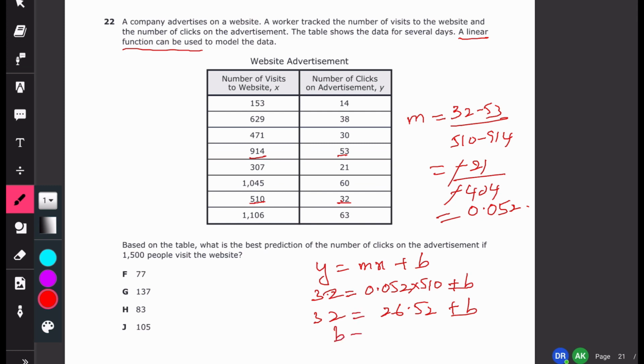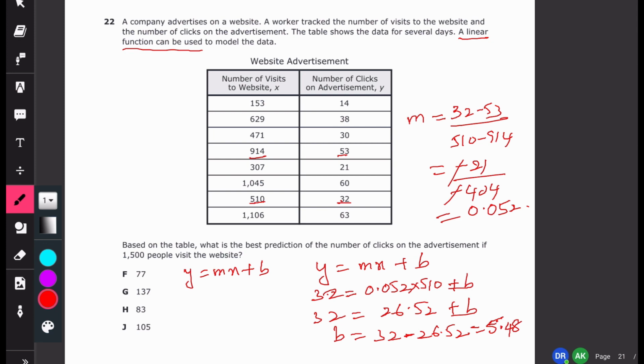So b is equal to 32 minus 26.52. If you're subtracting 26.52 on both sides, you're getting the value is equal to 5.48, or 5.5 you can take. So now you've got your equation as y is equal to mx plus b.